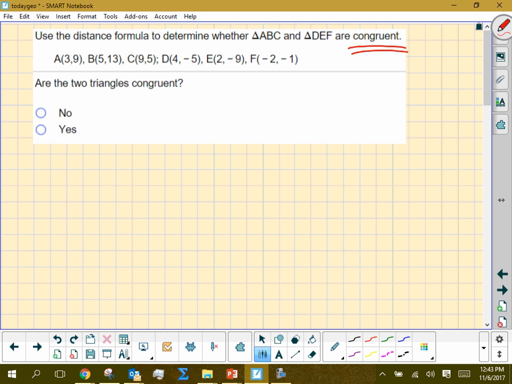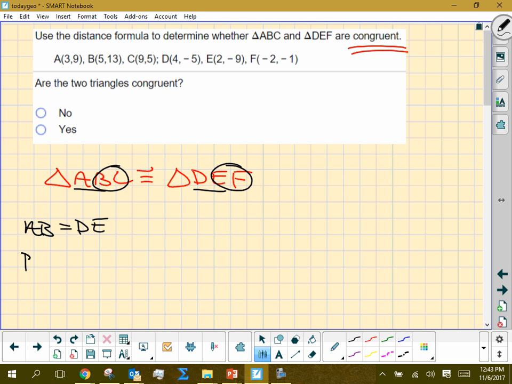And then once I find all those lengths, I make a conclusion based off their measurements and how they relate to each other. If triangle ABC is going to be congruent to triangle DEF, don't we know that AB's length and DE's length have to be the same? I'm just going to come over here and write some things down that I know should be true if these two things are congruent. I should also know that BC and EF should be equal. And then AC and DF should be equal.